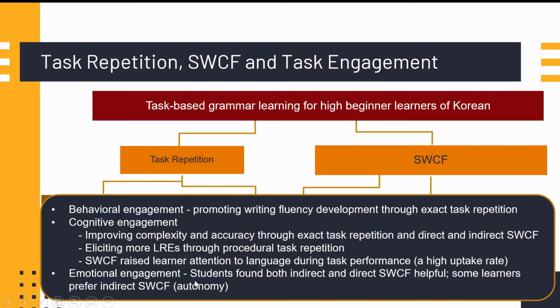In terms of emotional engagement, students found both indirect and direct synchronous written corrective feedback helpful. Actually, this was somewhat surprising because we were really concerned that these lower-level learners might get discouraged or irritated when teachers walk around and circle these errors when they are really trying to write a sentence based on their limited Korean ability. But some students even preferred indirect synchronous written corrective feedback, especially those who are more autonomous learners.